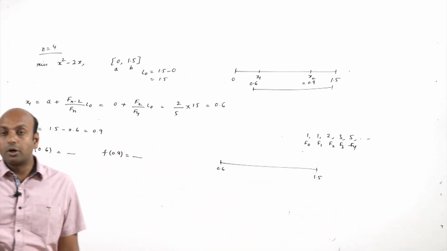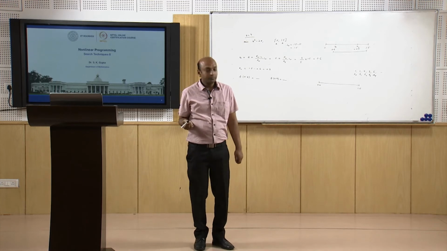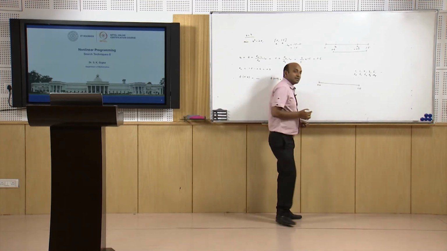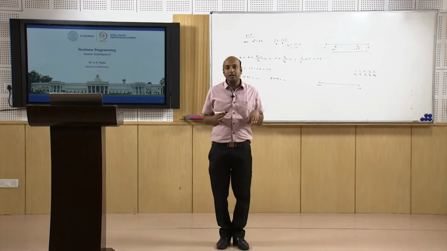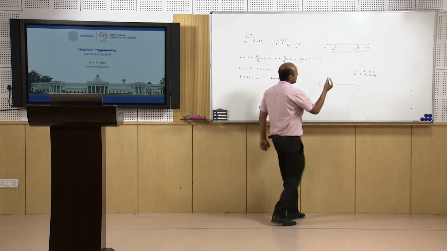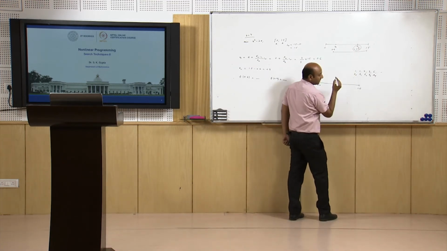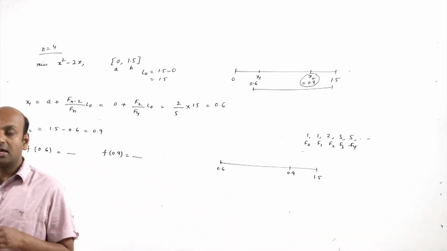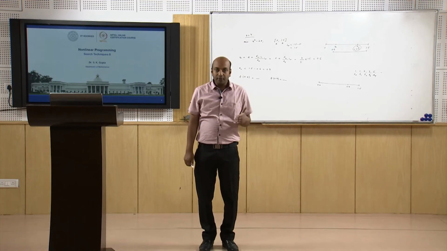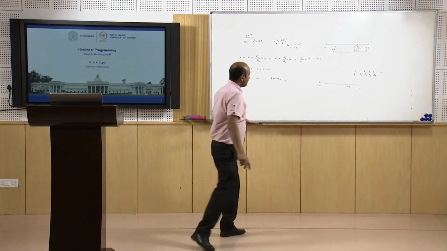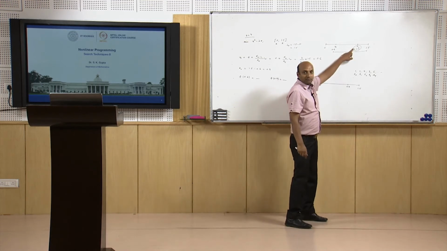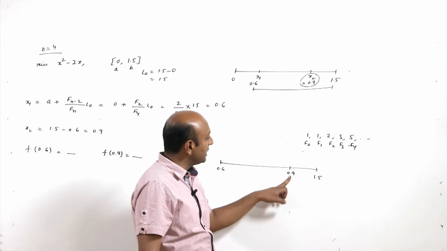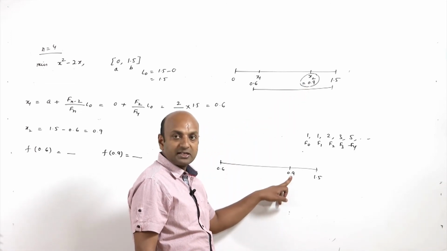So, we are reducing the interval of uncertainty. Now, we know that always in the next interval of uncertainty, one experiment coincides with the initial one. So, which experiment is left? The experiment which is left here is x2, which is 0.9. So, 0.9 will coincide, because in the Fibonacci search method, in the next interval of uncertainty one experiment always coincides with the previous one, which is left here. So, the experiment left here will coincide with the new experiment of the new interval.